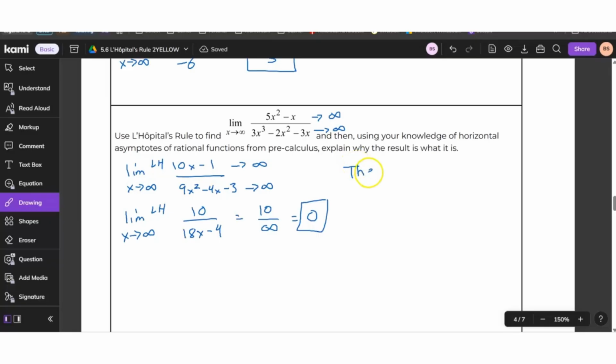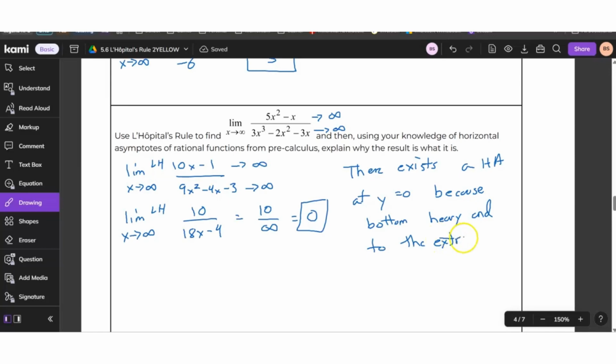All right, so what does this mean? There exists a horizontal asymptote at y equals 0 because it's bottom heavy, and so to the extreme right, in other words, as x approaches infinity, we approach the horizontal asymptote.